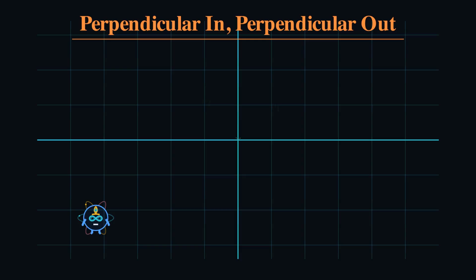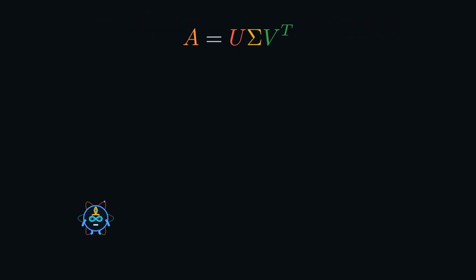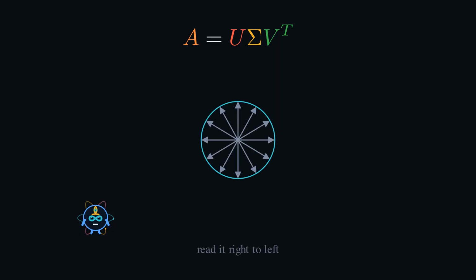Here is the fix. Forget eigenvectors. Instead, find two perpendicular input directions, call them V1 and V2. Push them through the matrix. They stretch and swing, but they land still perfectly perpendicular. That right angle surviving is the whole secret. Perpendicular in, perpendicular out. The input frame is called V, the output frame U, and the stretch factors are the singular values sigma. Let us read the formula right to left as a recipe on a unit circle.